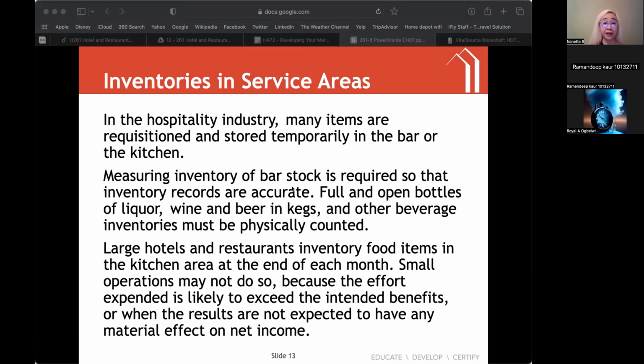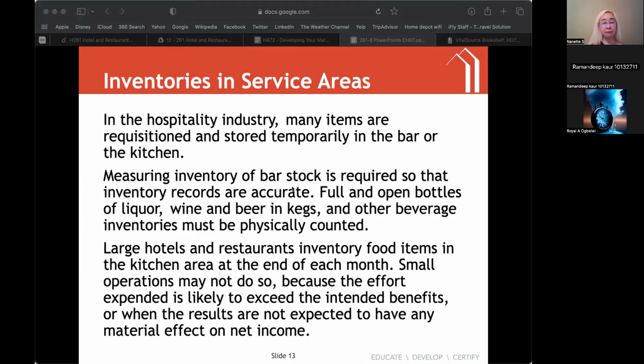Right. So inventory is physically counting how much of an item you still have. So let's say you want to do an inventory of your bar. You have to count how many bottles of wine we have: red, white wine, champagne, sparkling wine, beer, soda, everything. So it can be quite complicated and it can be lengthy, right?